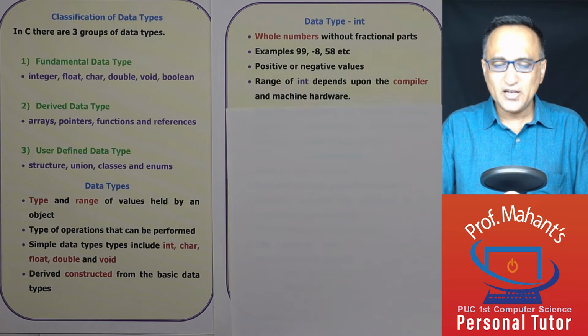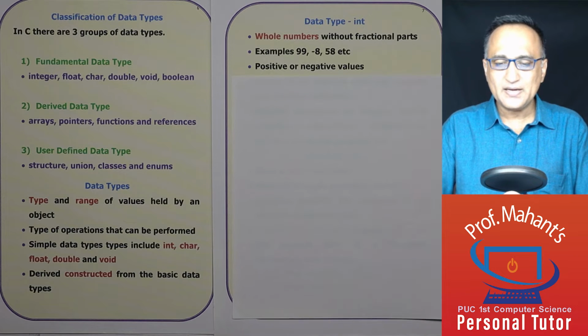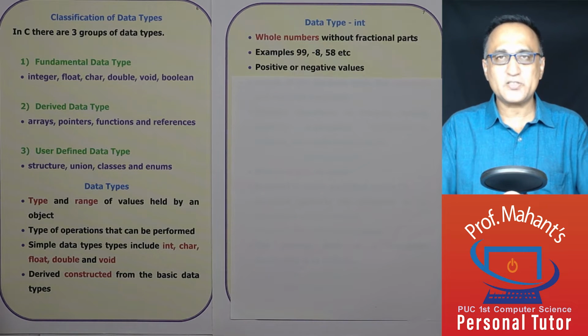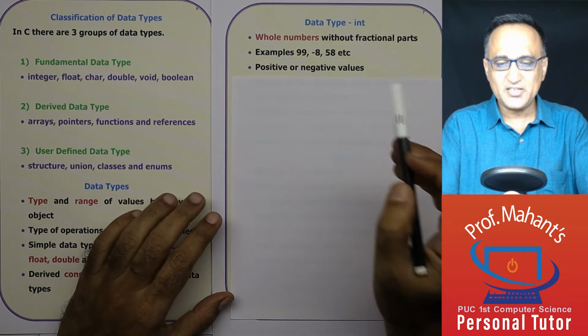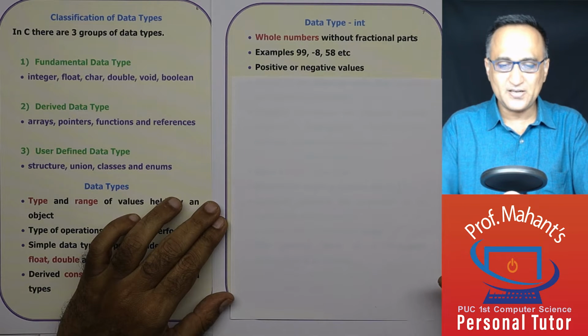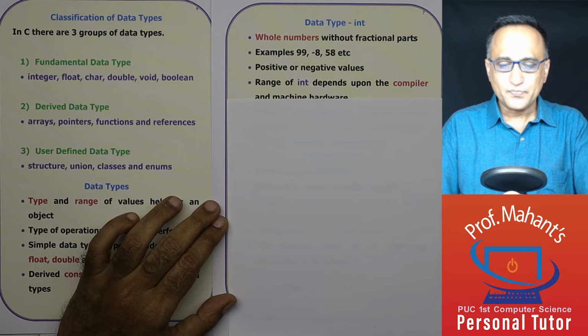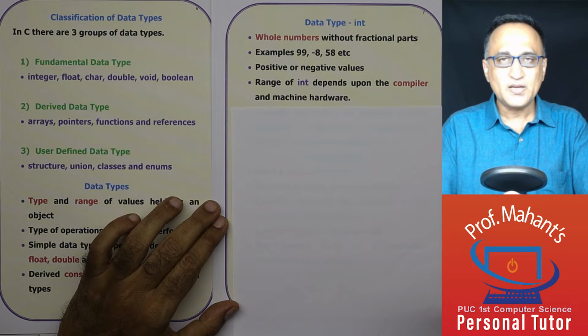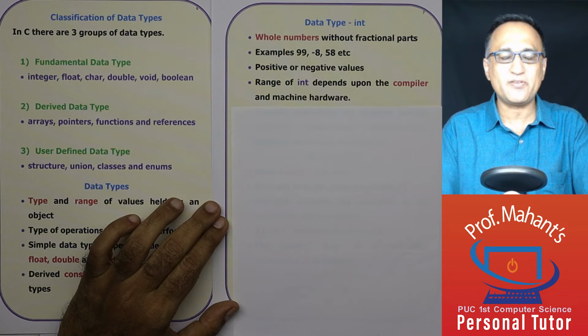Now let's first look at what we mean by integer type of data. Whole numbers without any fractional parts, whether they are positive or negative, are known as integers. These are examples of int: 99, minus 8, 58 and so on. Now, what does range mean? It is the minimum and maximum value they can hold. Suppose I want to store an integer in a machine where int is given a size of 2 bytes. In 2 bytes, 1 bit is left for holding the sign. So only 15 bits are available for me.